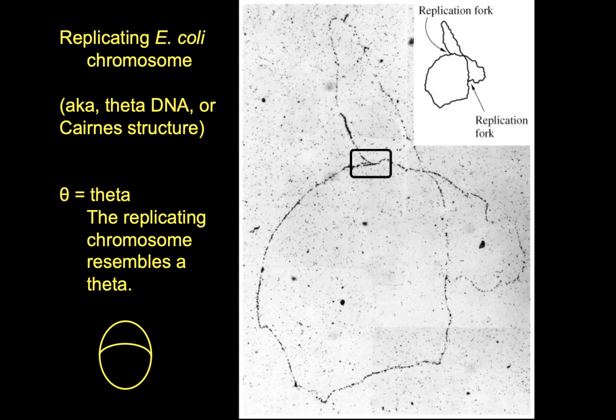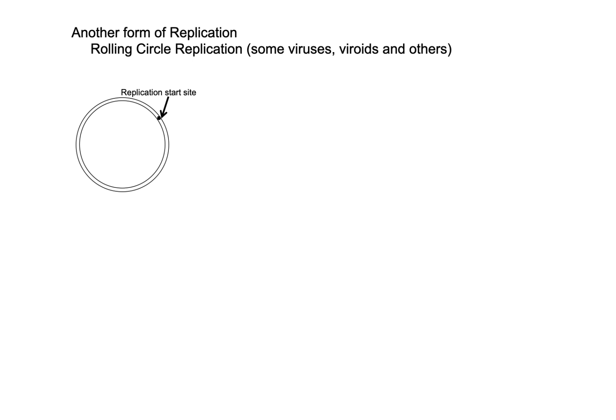So there's a replication fork here, a replication fork here. This is the original molecule here, and then these two little ears coming out here are the newly synthesized DNA copies. But there are other versions of DNA replication. One is called rolling circle replication, used by some viruses, including lambda, viroids, and some other systems in other organisms. So replication starts from a certain point where there is a specific sequence in the DNA.